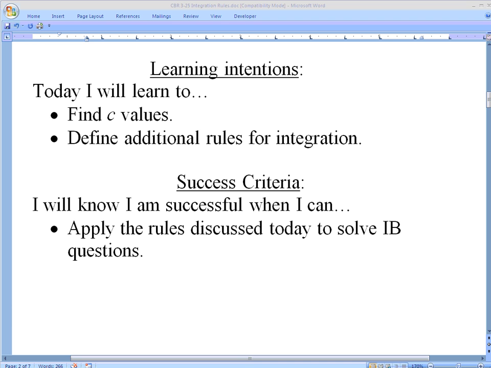We are continuing our unit on integrals or antiderivatives. We have two goals for today's lesson. We're going to first figure out how to find C values. We talked about this a little bit last class, but I'll review it here in the video.